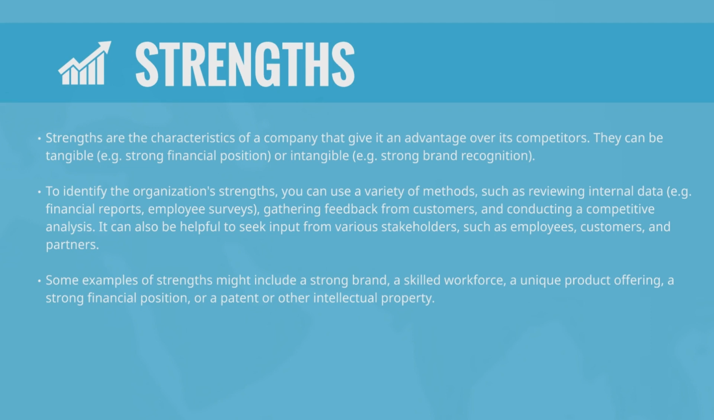It is also important to seek input from various stakeholders, such as employees, customers, and partners. This can help you gain a more comprehensive understanding of your organization's strengths. Some examples of strengths that you might identify in your SWOT analysis include a strong brand, a skilled workforce, a unique product offering, or a strong financial position. There's also a patent or other intellectual property that may be useful.